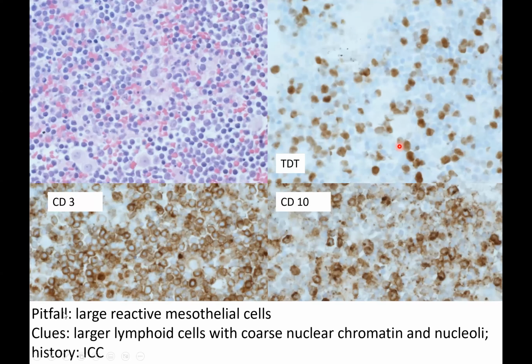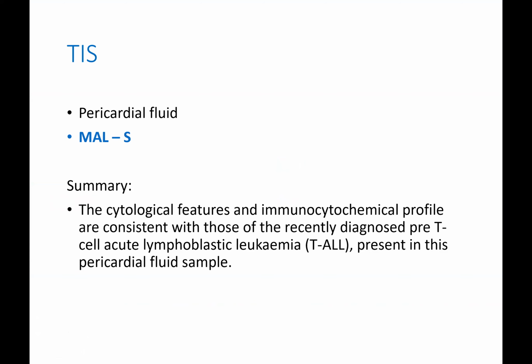We were able to check the clinical history, and we performed ICC, which showed positivity with TDT, CD3 and CD10, along with other T cell markers. Therefore, the morphology, together with the immunocytochemistry, allowed us to confirm involvement of the pericardial fluid with a recently diagnosed pre-T cell acute lymphoblastic leukemia.